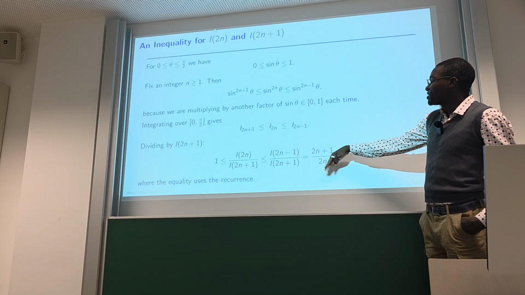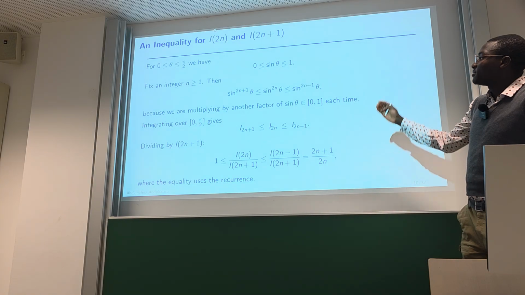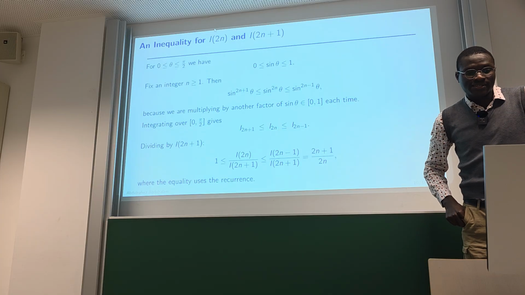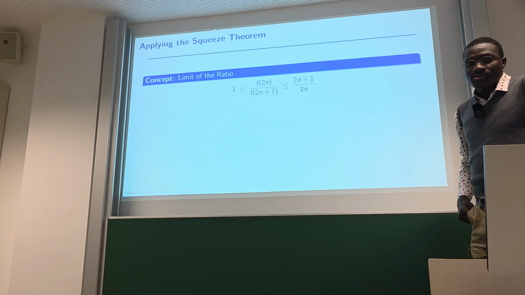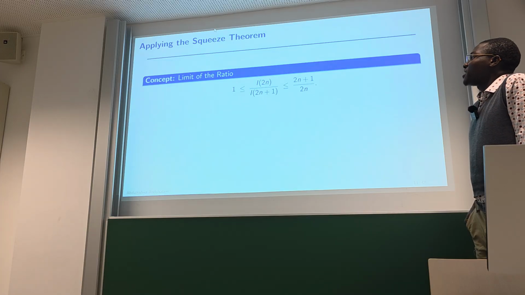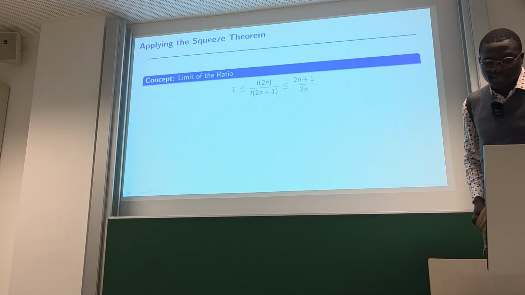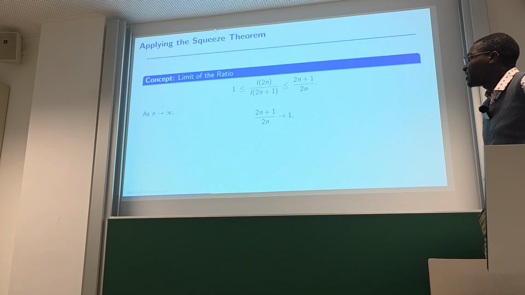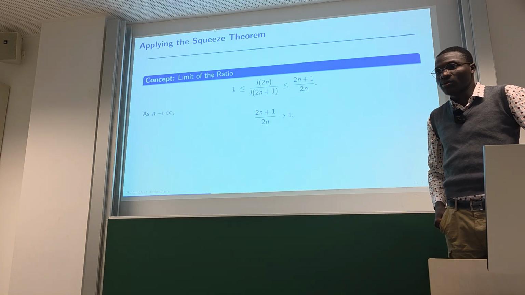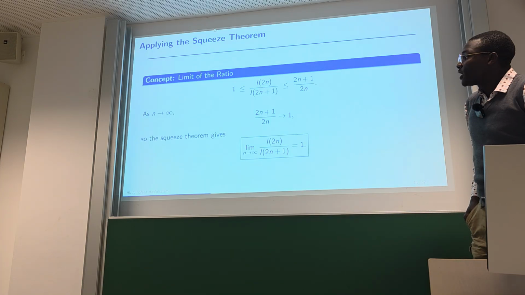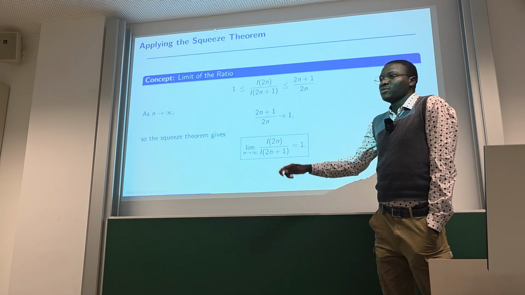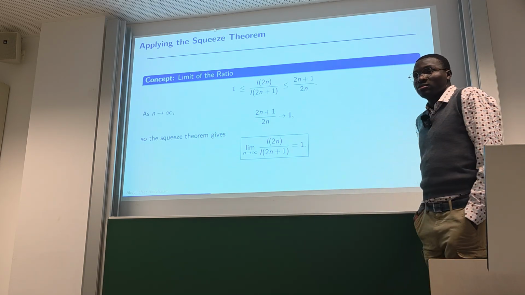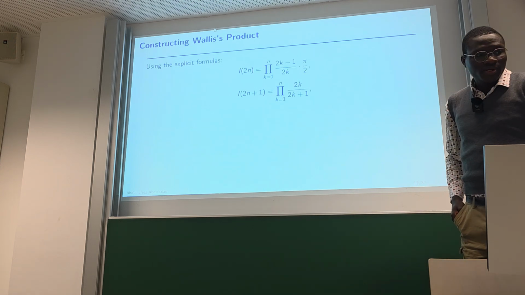And from here, this fraction comes from dividing the product in the previous slide. You just get this fraction. So what can you observe from here? You could take the limit as n goes to infinity. If you do that, you have that 2n plus 1 over 2n goes to 1. And by the squeeze theorem, you have that this limit is just 1, right? Okay.